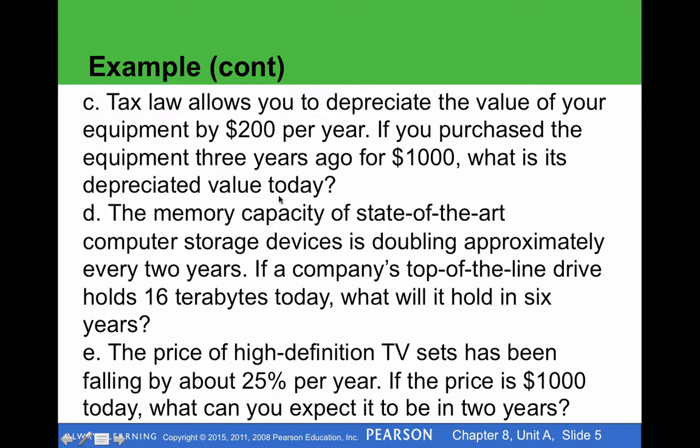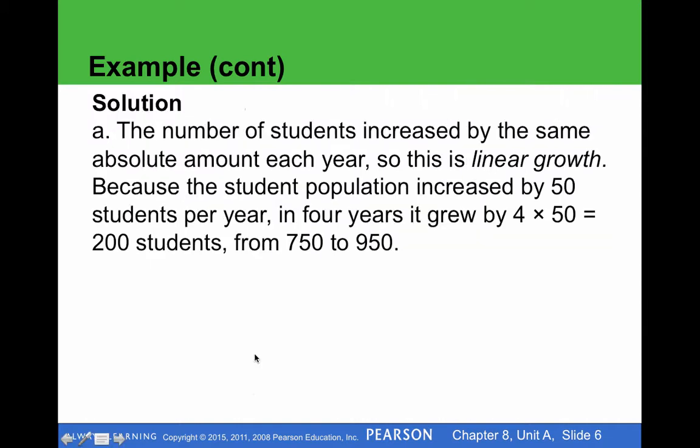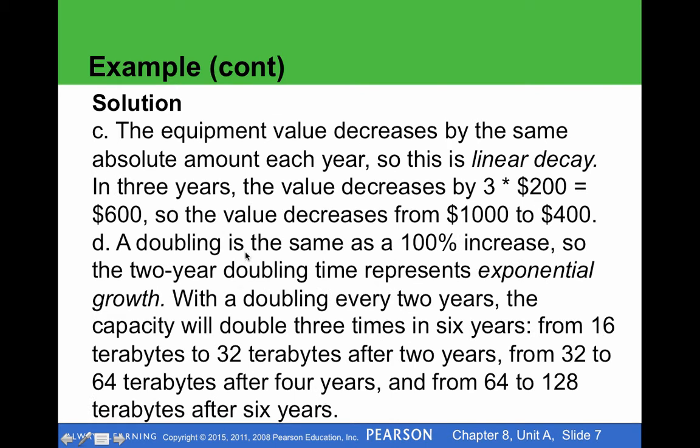The memory capacity of state-of-the-art computer storage devices is doubling approximately every 2 years. If a company's top-of-the-line drive holds 16 terabytes today, what will it hold in 6 years? This is a great question. Since it's doubling, that's the same as a 100% increase. So the 2-year doubling time represents exponential growth. If we're going to double every 2 years, then we're growing 100% from what we were 2 years ago. So it's definitely exponential growth.